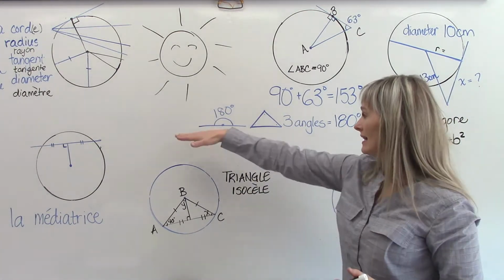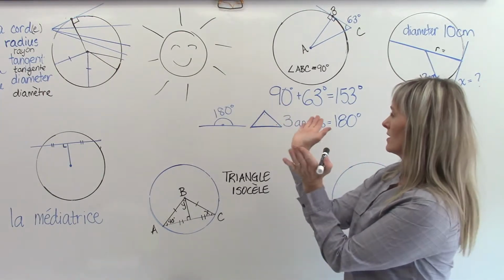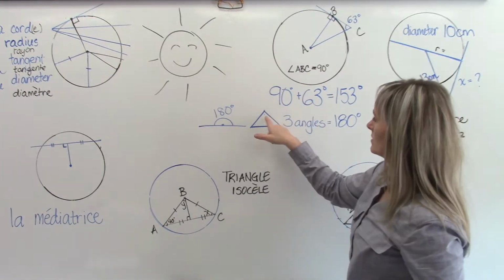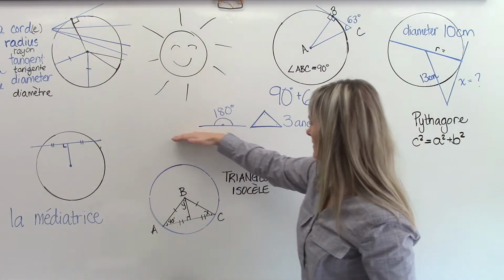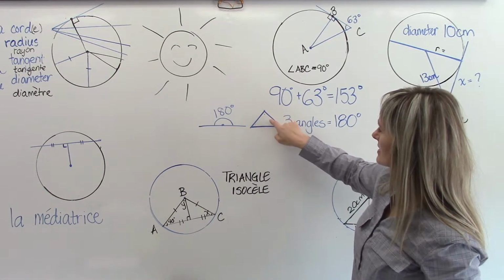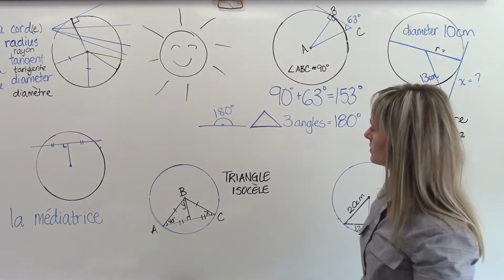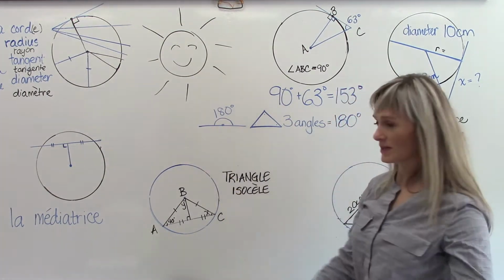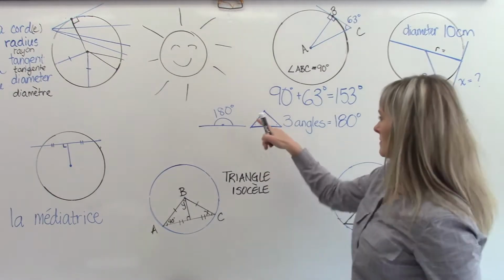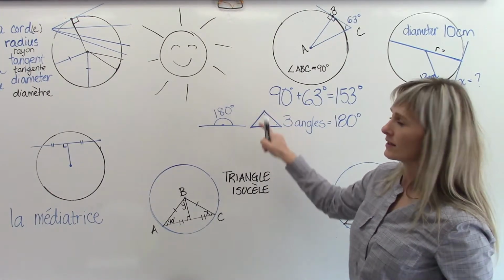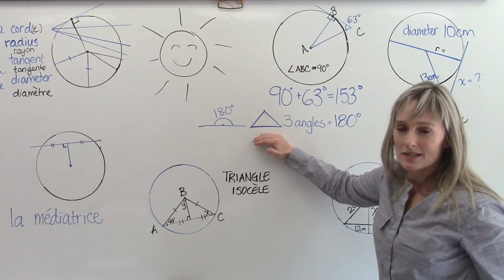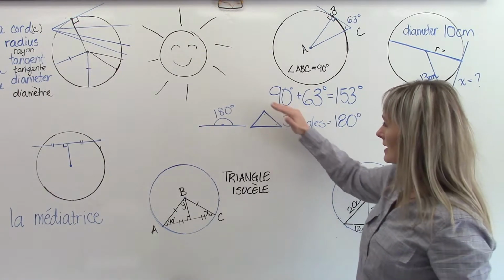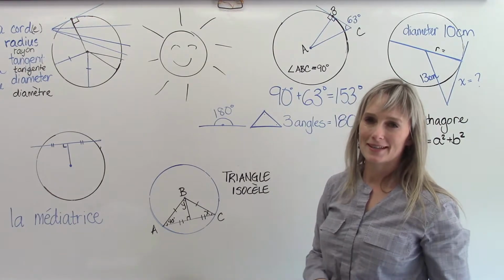Si on prend la ligne droite, puis on plie ça, nous avons les trois angles ici, qui était une droite avant, puis maintenant, ça c'est 180 degrés. So we started with a line of 180 degrees. We folded it up, made a triangle, and these three angles will always add up to 180 degrees. We've learned this in the past, hopefully you remember that the three angles of a triangle add up to 180 degrees.